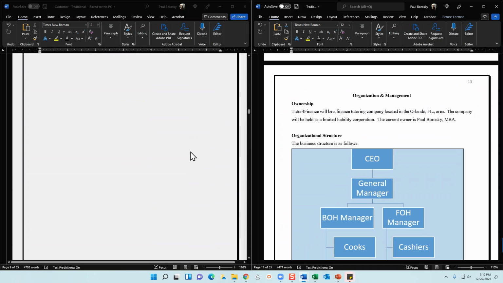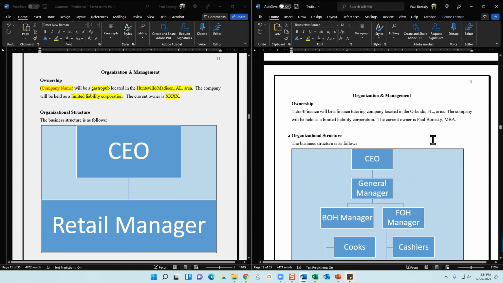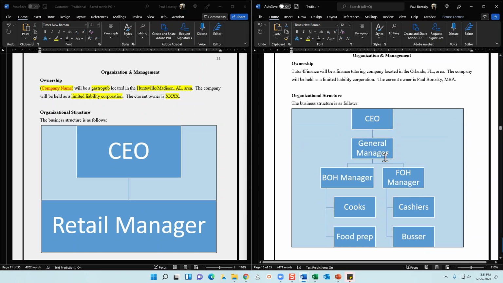Next is going to be the organization and management. Right here, I'm going to talk about the ownership, the name of the company, where they're located, what you're doing, or just pretty much the name of the company, where you're located, who's the owner, and the legal structure. And then an organizational chart.